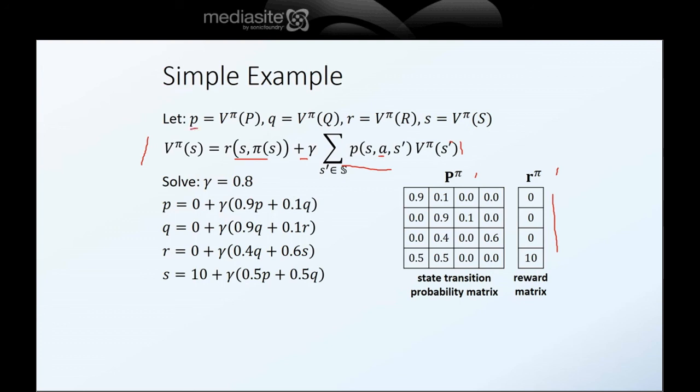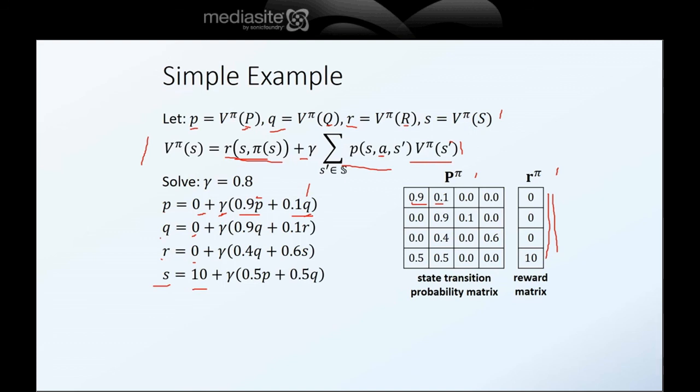We let lowercase p be equal to the value of state uppercase P, lowercase q be equal to the value of the uppercase Q state, lowercase r be the value of the state uppercase R, and likewise for the S. And so the values are p, q, r, and s. The values of the four states are equal to reward, which is 0, 0, 0, and 10, times gamma of the transition probability. So let's look at the first one. Transition probability is 0.9 back to state P, so 0.9 times p, and transition probability to state Q is 0.1, so 0.1 times the value of state Q. This lowercase q and lowercase p here are the values.